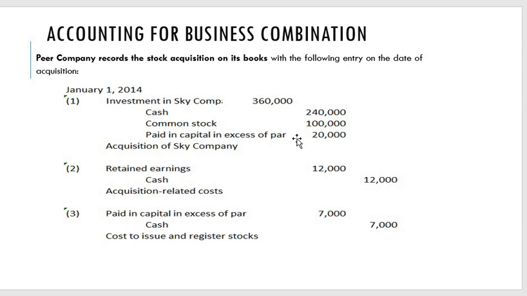Okay, so then to record the acquisition related cost, we just debit retained earnings, and then we credit cash for 12,000. And then for the stock issuance cost, we just debit it to paid in capital or APIC in excess of par, and credit cash for 7,000. Okay?